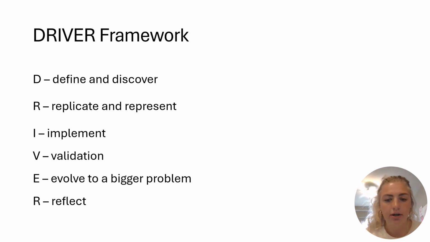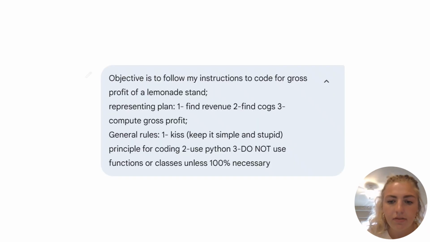So in order to do this, we will instruct AI what we want the code or the financials to be in order to solve our problem of how to find the gross profit of a lemonade stand. So I'll show that here on the next slides. I put this into AI. I clearly outlined that the objective is to follow my instructions to code for gross profit of a lemonade stand, and explained our plan, which we represented in step 2 of the DRIVER framework, which was to first find revenue, then cost of goods sold, and then finally compute the gross profit.